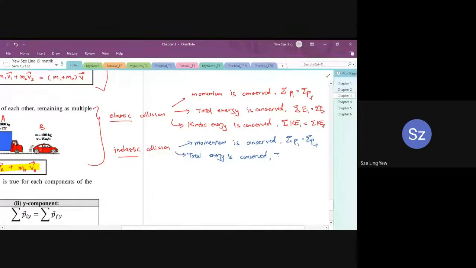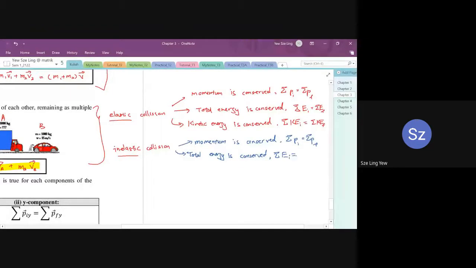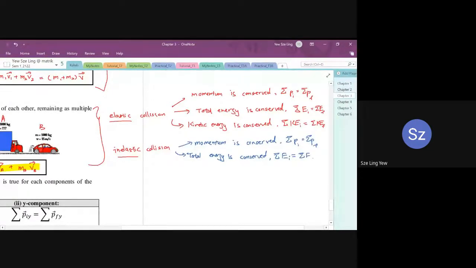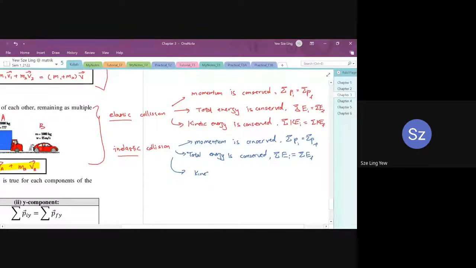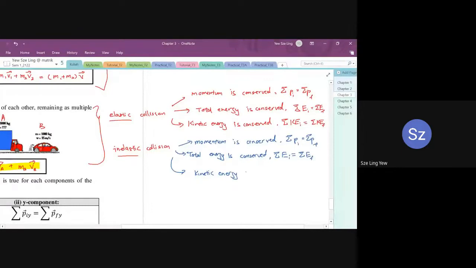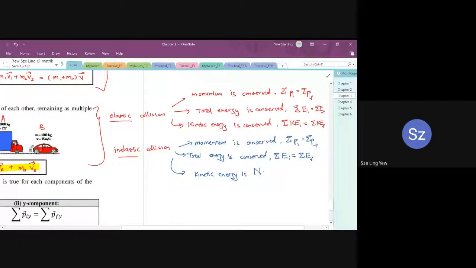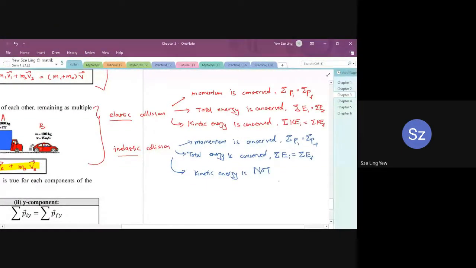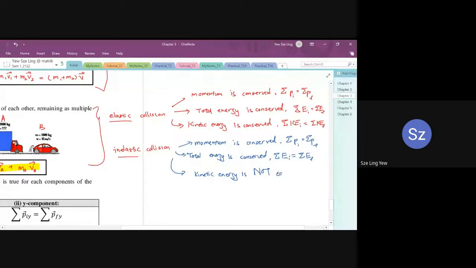So summations E initial equals summations E final. But now the kinetic energy is no longer conserved. This is what we use to check whether an object undergoes elastic collision or inelastic collision. It is not conserved. So summations KE initial is not equal to summations KE final.